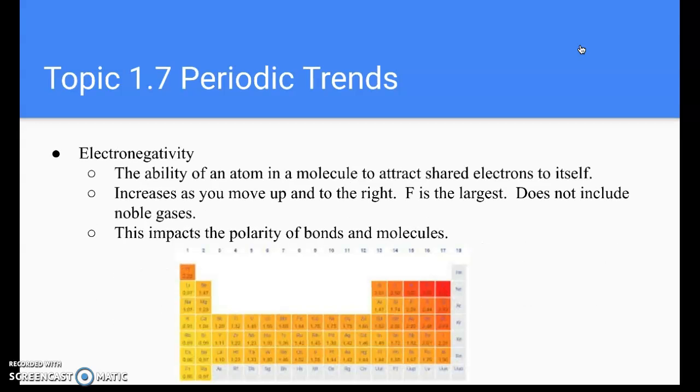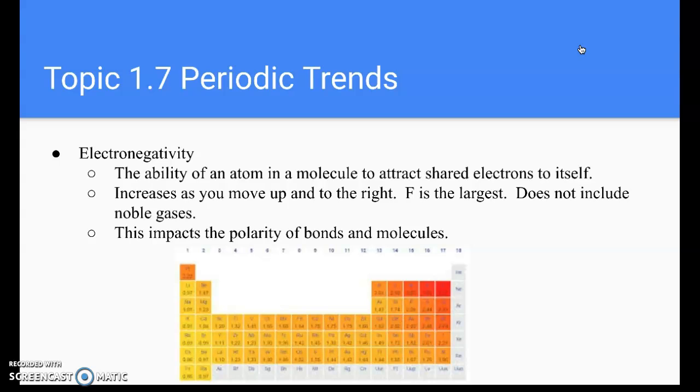Next is electronegativity. Electronegativity is the ability of an atom in a molecule to attract shared electrons to itself. This happens when they're in compounds. And the trend here is it increases as you move up and to the right. And this is another case where we don't include the noble gases in the trend. So F is the largest.